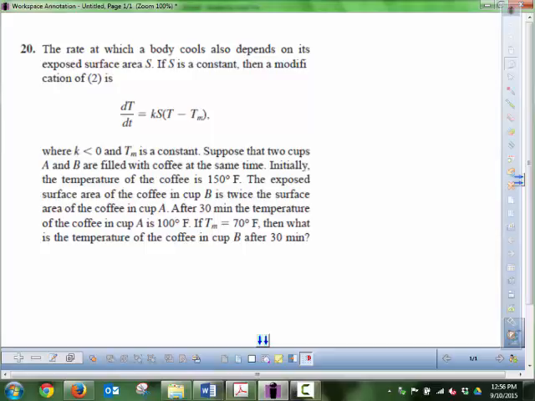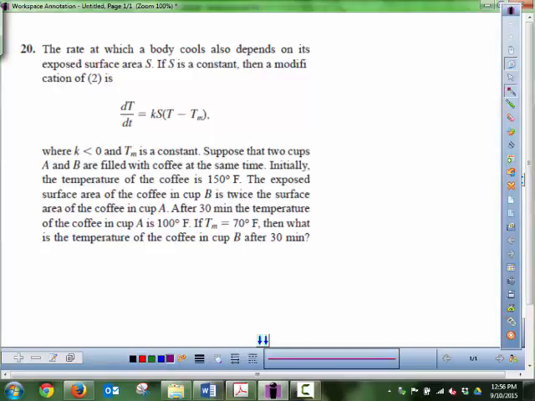All right, let's try to do this problem, and let's take a look at it from coffee cup A's point of view. And then we'll approach it the same way from B's point of view. Coffee cup B has twice the surface area of coffee cup A. So when we get to the B analysis, instead of multiplying by S, we'll just call it 2S and see what happens.